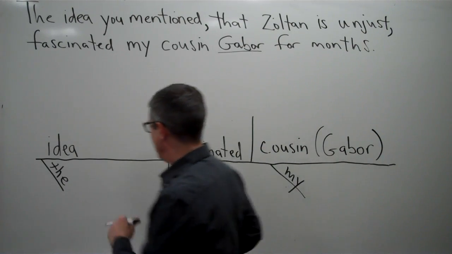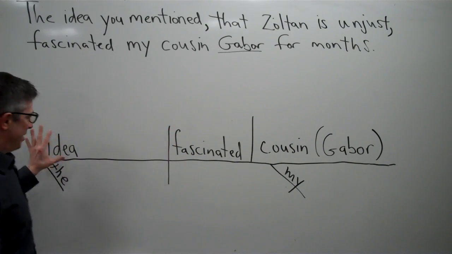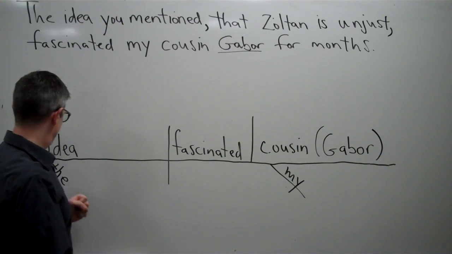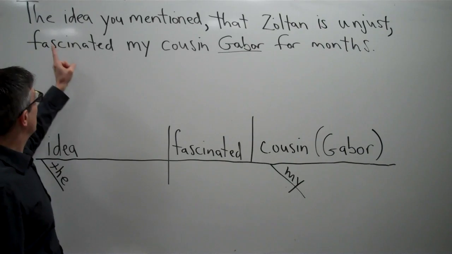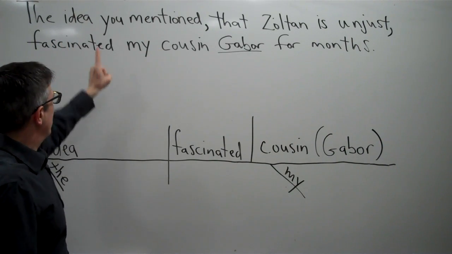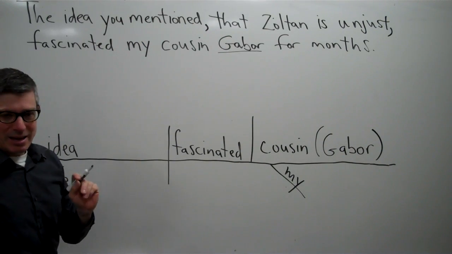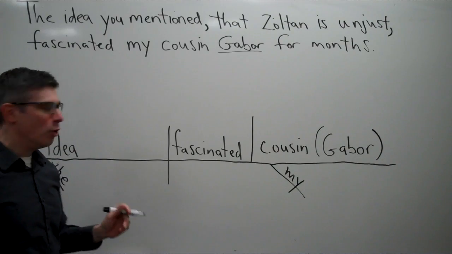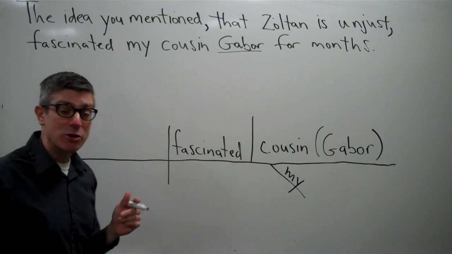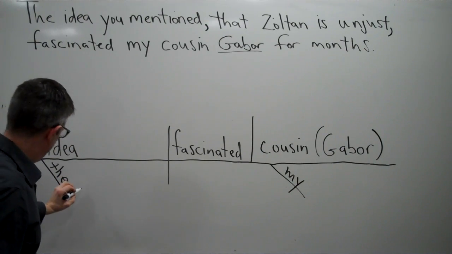Now, I've diagrammed what's easy here, that the idea fascinated my cousin. That's the backbone of the sentence. The idea fascinated my cousin. The idea you mentioned, now what is this thing you mentioned? Well, that's a relative clause. It's answering the question, which idea? The one that you mentioned. That's which idea. So we would write that down here.